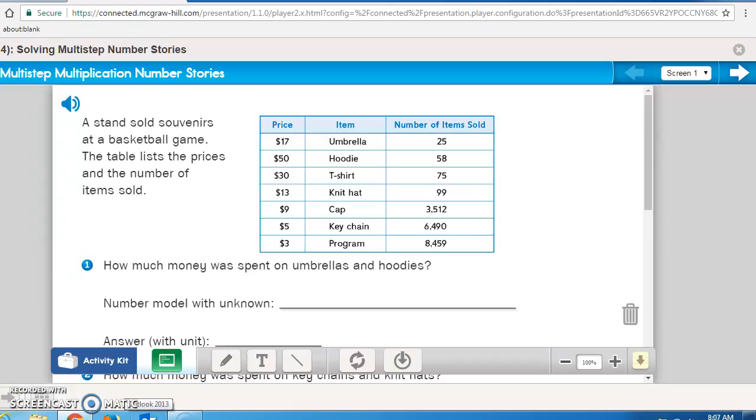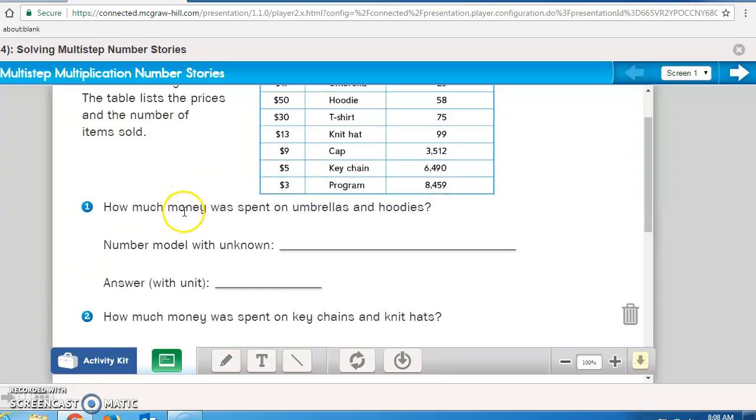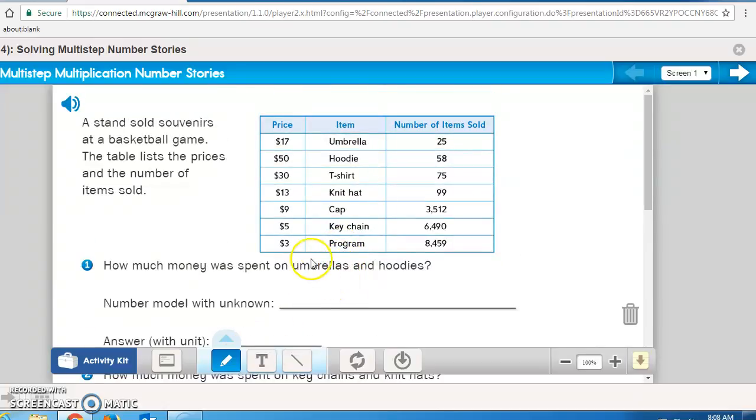After I or Mrs. Voorhees have checked Math Journal page 164, I want you to do Math Journal page 165. And again, this is looking at number problems. It reads, a stand sold souvenirs at a basketball game. The table lists the prices and the number of items sold. How much money was spent on umbrellas and hoodies? So the number model with the unknown. Well, you need to look up, and it says 25 times 17 is what it was for umbrellas.